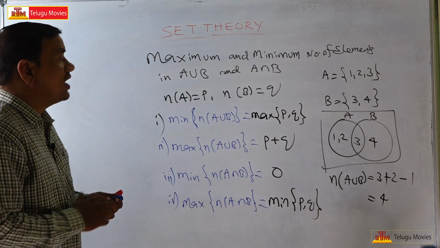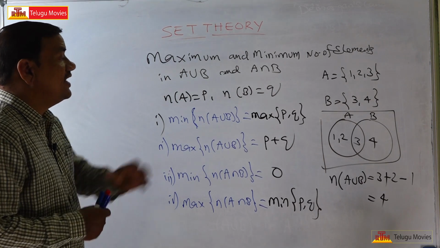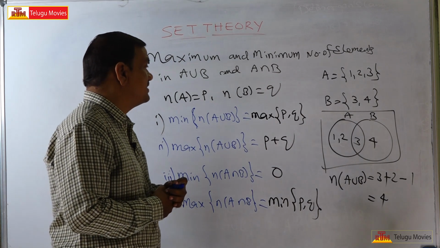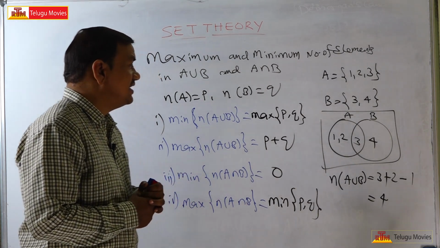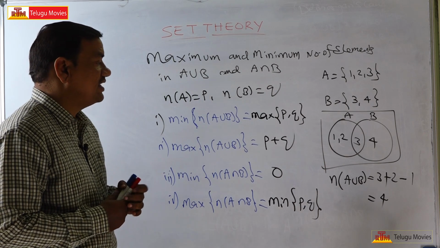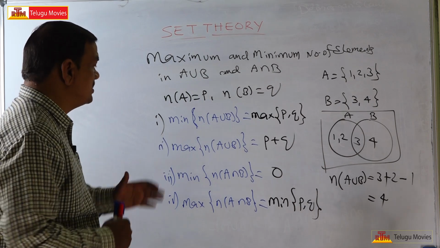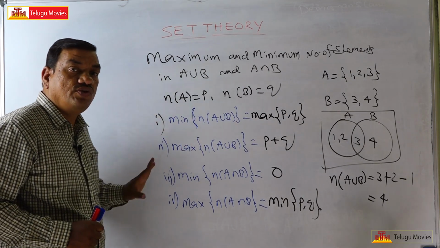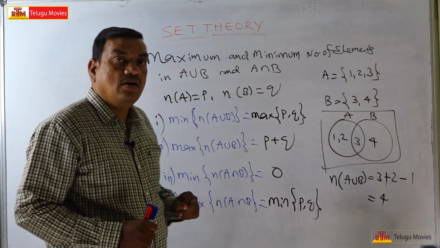Understand? So coming to here, A and B are two sets. So what is the maximum number of elements that can be present in A and B? It is 4. Understand this concept? So this is a very, very important concept which is useful for solving some problems.